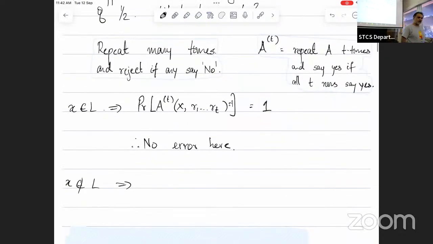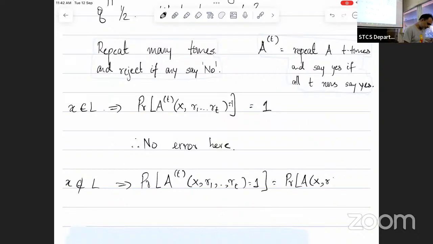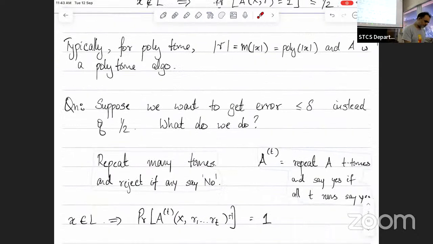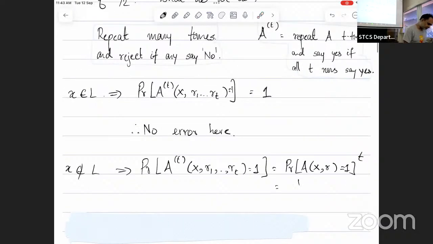Okay. What about if X was not in L? Then the probability that A_T of X comma R1 through RT equals 1 is the same thing as running T independent runs of the algorithm and accepting only if all of them accept. So this is going to be the probability of A with X comma R equal to 1, raised to the power T, because they're T independent runs and therefore the probability just splits into a product. And because X was not in L, this is at most, what did we assume, half. So therefore, this is going to be 1 over 2 to the power T.